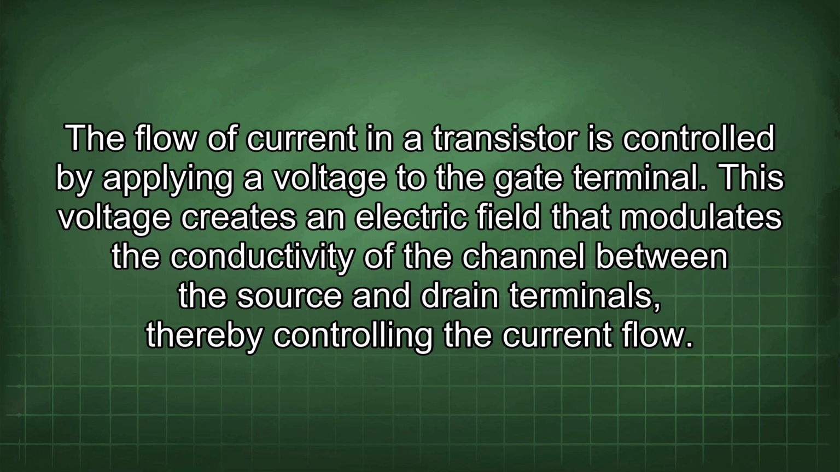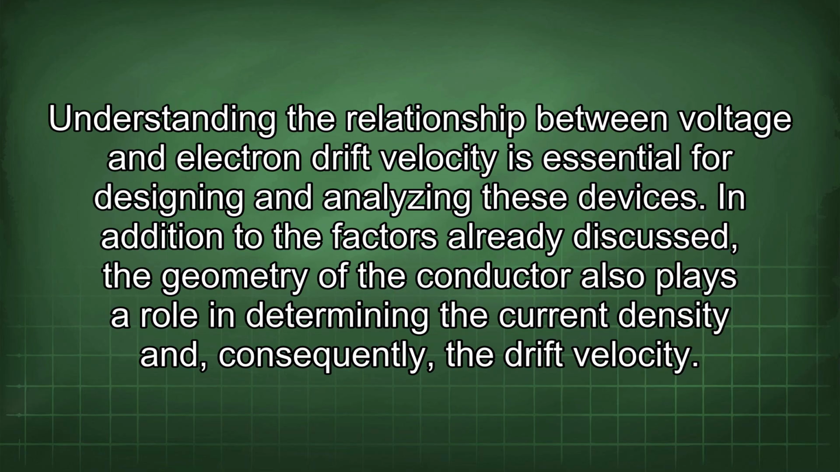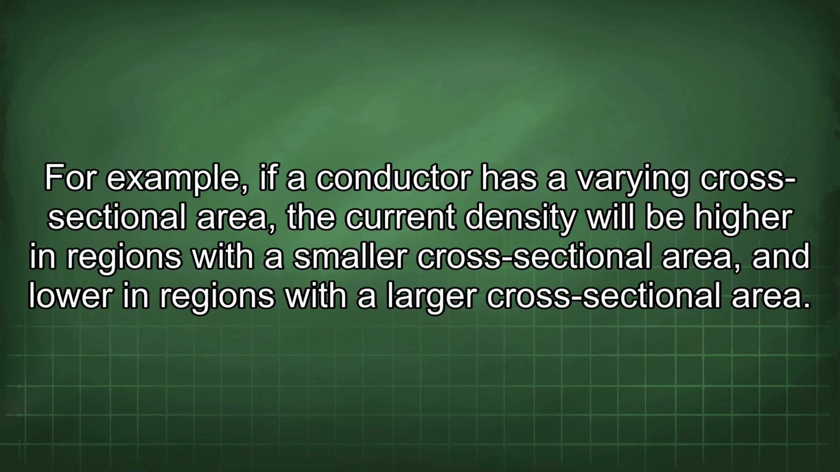controlling the current flow. Understanding the relationship between voltage and electron drift velocity is essential for designing and analyzing these devices. In addition to the factors already discussed, the geometry of the conductor also plays a role in determining the current density and, consequently, the drift velocity. For example, if a conductor has a varying cross-sectional area, the current density will be higher in regions with a smaller cross-sectional area and lower in regions with a larger cross-sectional area.